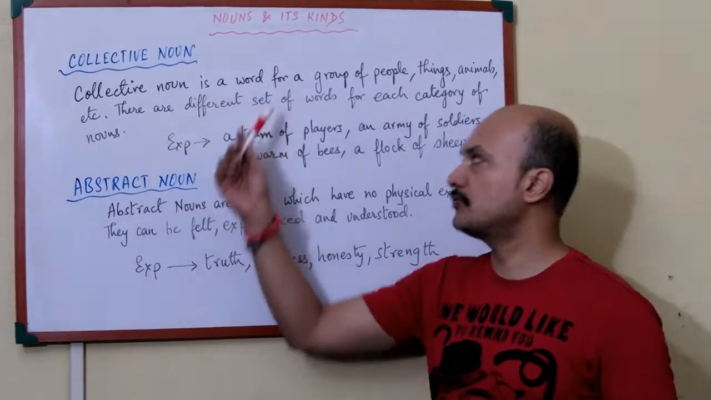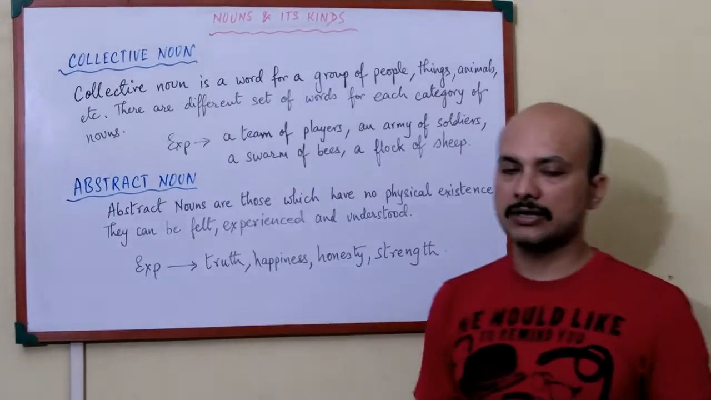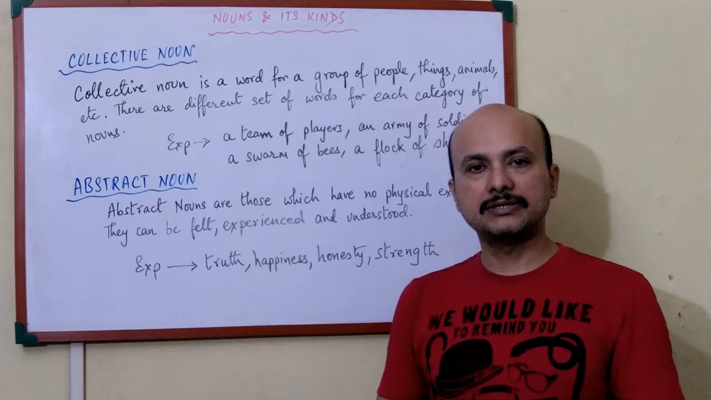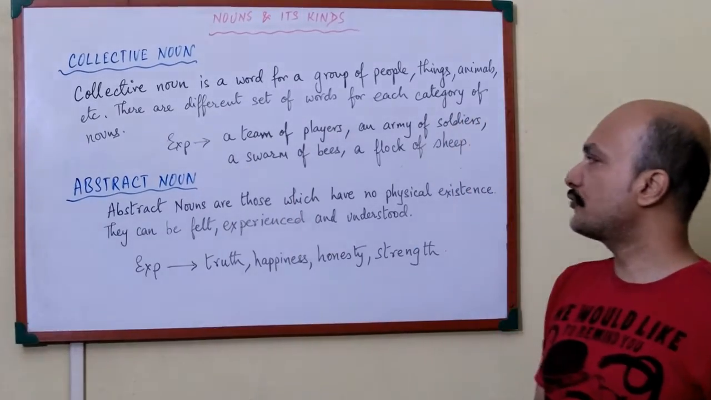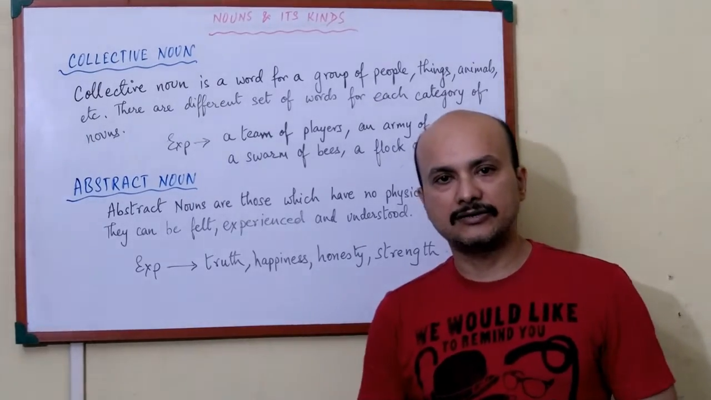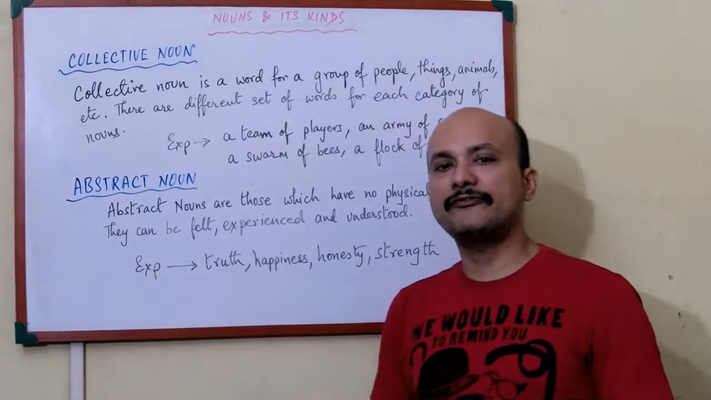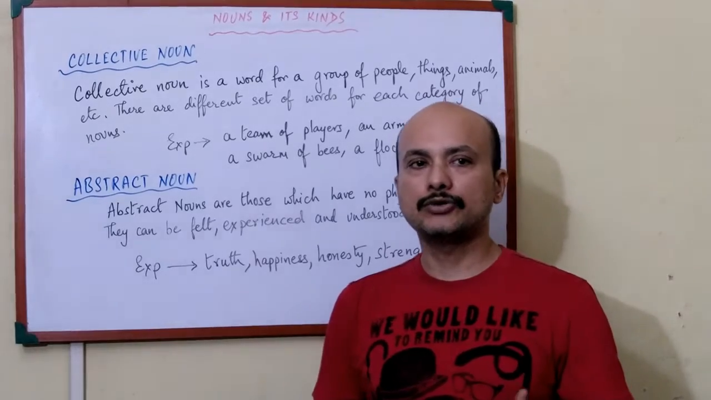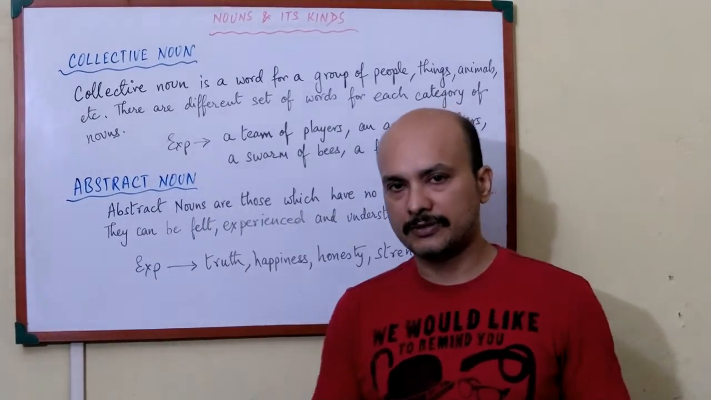See, a collective noun is a word for a group of people, things, animals, etc. One word for a group of things, a group of animals, a group of people together. There are different sets of words for each category of nouns. Each category has its different set of nouns. In this case you have to learn the whole list of collective nouns to be able to do collective nouns, because there is a different word for each of them.